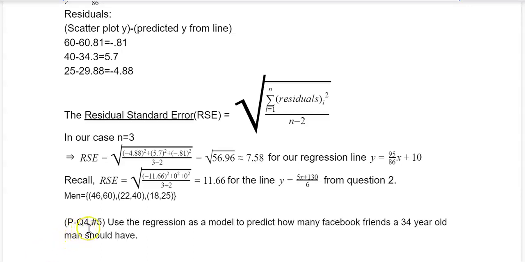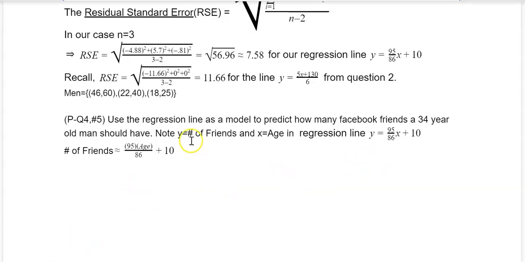Okay, here's the 5th question on the practice quiz, the last question. It says use the regression line as a model to predict how many Facebook friends a 34-year-old man should have. We can think of the regression line as a model: in the scatter plot, the x corresponds to ages, and the y corresponds to Facebook friends. So the y would be number of friends, and the x is age.